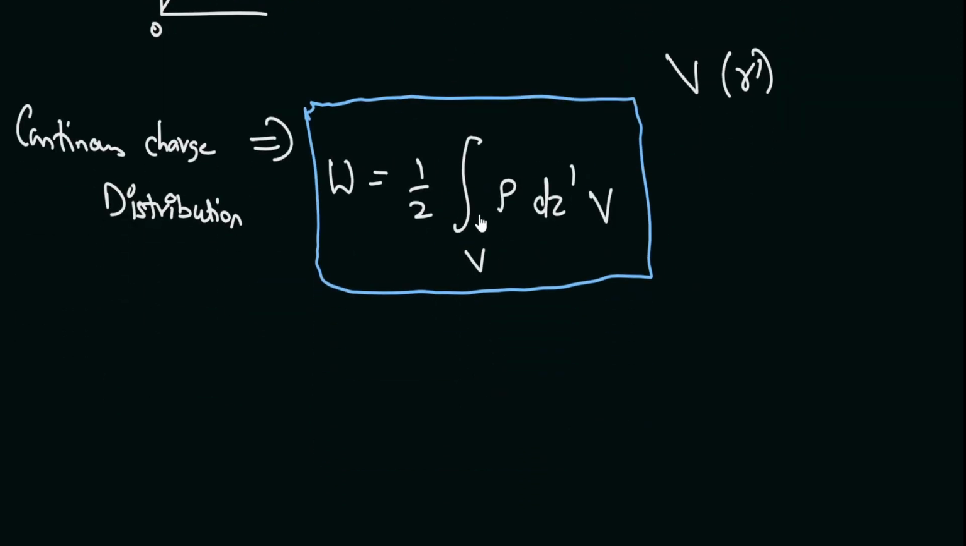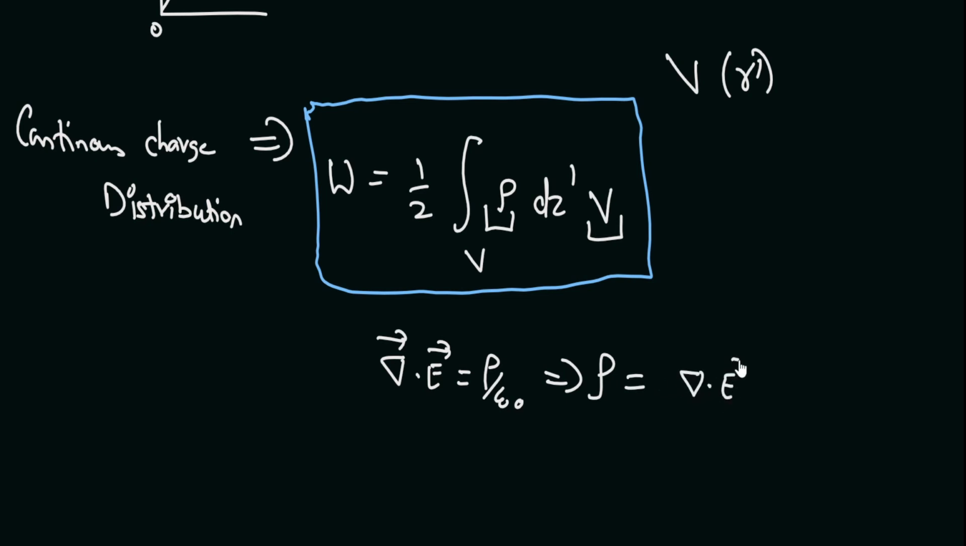But notice that we have rho, which corresponds to charges, and we have potential, which corresponds to the electric field. So we have charges multiplied by the field. Now we will convert this equation entirely in terms of the field. So notice that you can use Gauss's law, which is divergence of the electric field is equal to rho by epsilon naught. So we can solve for rho. Rho will be equal to divergence of the electric field times epsilon naught.